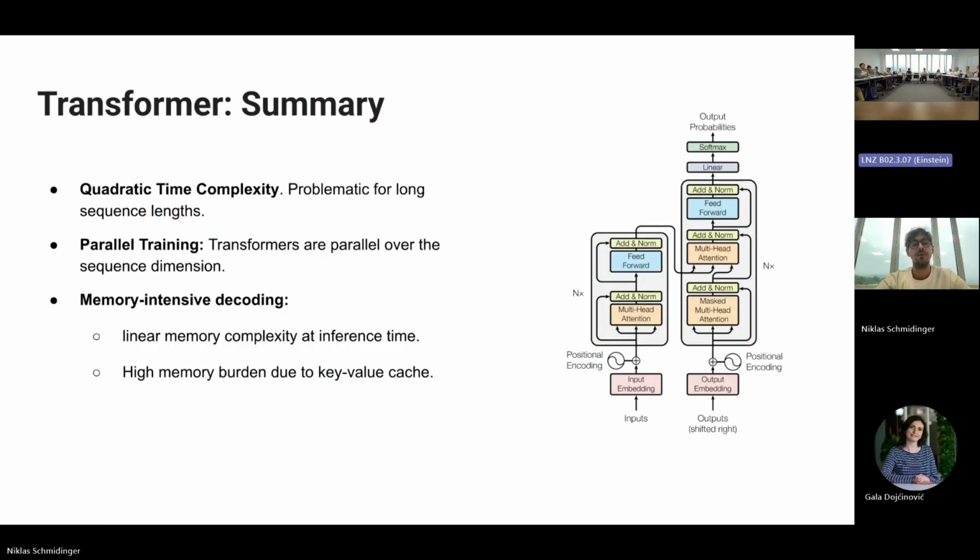Quick summary: you have quadratic time complexity because of how it's parallelized, and this becomes problematic for long sequence lengths. You have parallel training, which is very cool because you get GPU utilization. And you have very memory-intensive decoding or generation: inference time is linear, because you scan through the sequence to produce a new output in a linear way, but you get a very high memory burden because of this large key value cache.